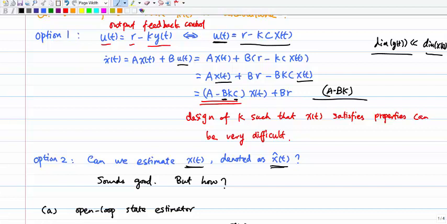Apparently, this idea sounds good. It sounds like I can estimate the state, and if the estimate is very close or even the same as the state, that's great, right? The problem is, how do I design a state estimator? There are two ways we can design a state estimator. One is called open loop state estimator. The other one is called closed loop state estimator. So let's start with the open loop state estimator.